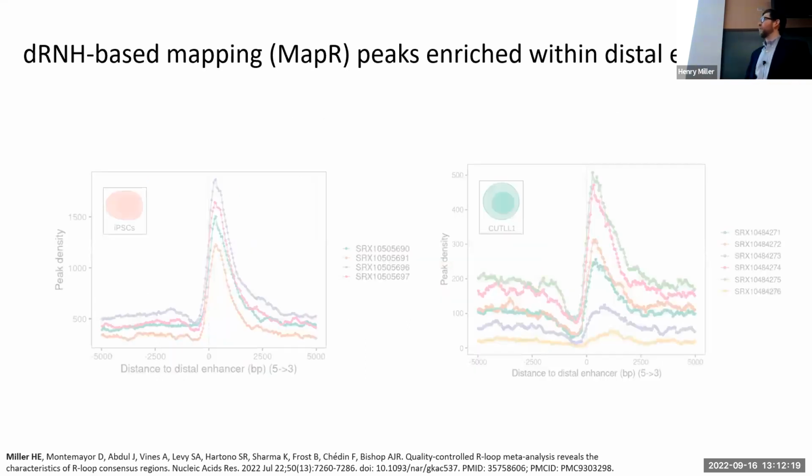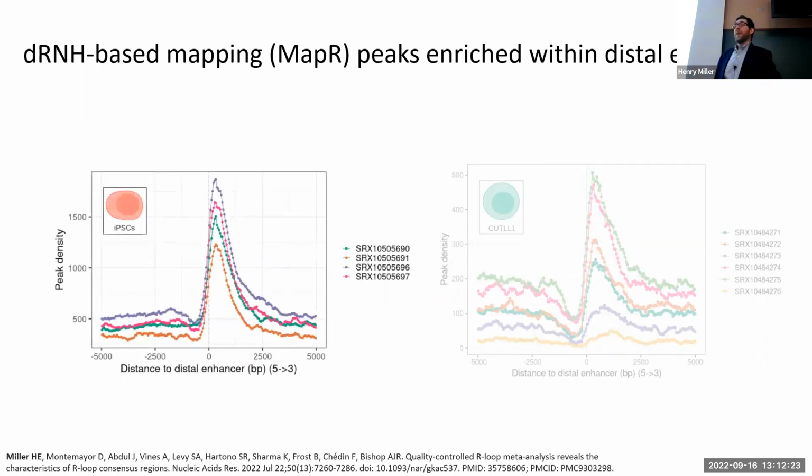Okay, so jumping right into the results, this is the MapR data from iPSCs showing the pileup around distal enhancers. And this is showing us 4 replicates here. These are all high quality replicates. They've all passed our quality model, just for clarification. And so this shows pretty clearly that we are finding R loops at distal enhancers within this cell line.